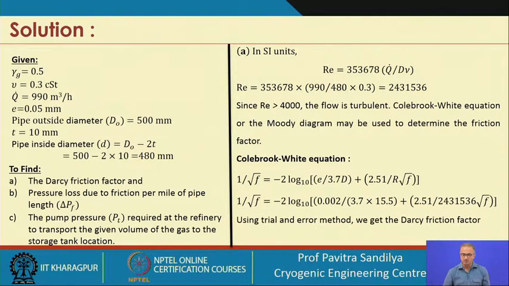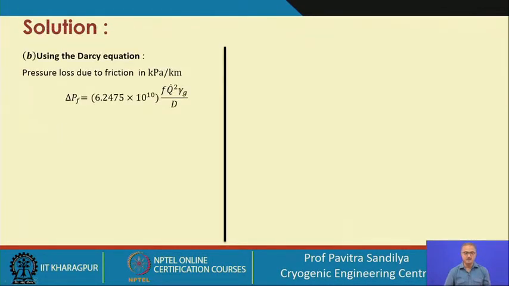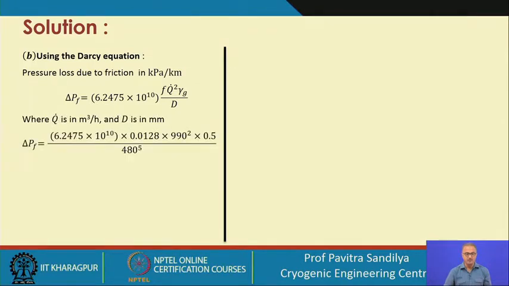Again we put in all these values, which I am not repeating now, and by trial and error we find this is the value of the friction factor. So, this answers the first part of the question. Now, once we know the friction factor, we find delta PF. We use this expression for the frictional pressure drop delta PF, plug in the values, and find that the pressure drop per unit length of the pipeline comes to this.